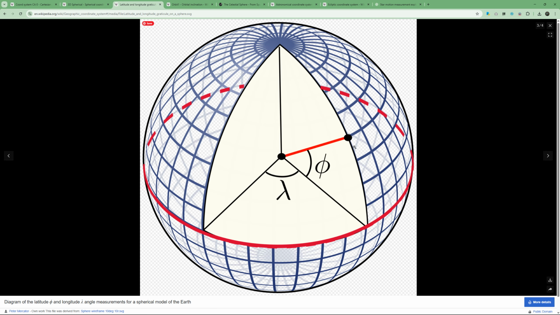And then when we apply that onto Earth, because the radius of Earth, if we assume it doesn't change, then only two numbers suffice to describe the position of things. That is lambda and phi, which is the latitude and longitude.